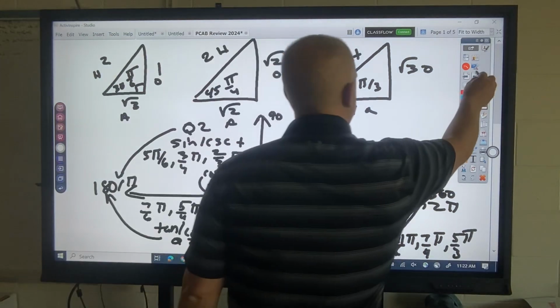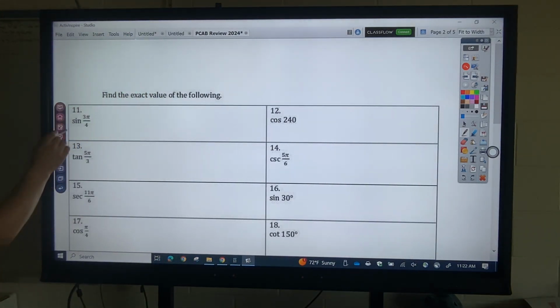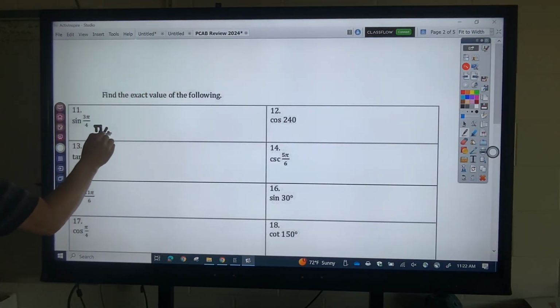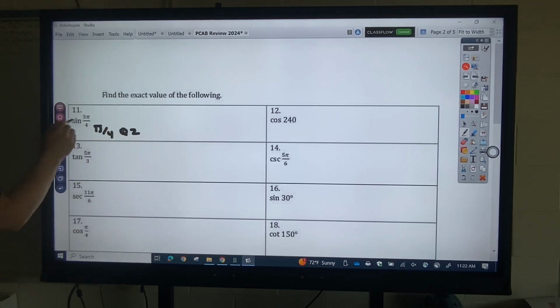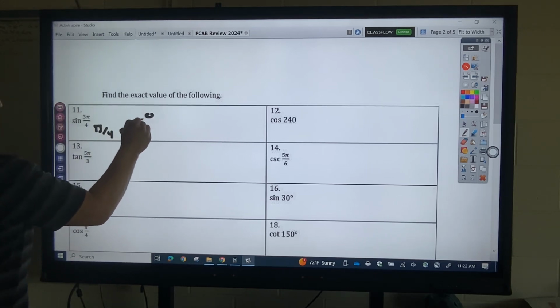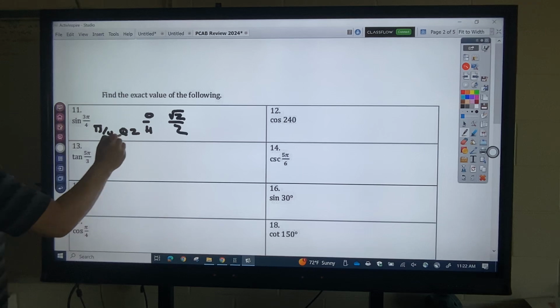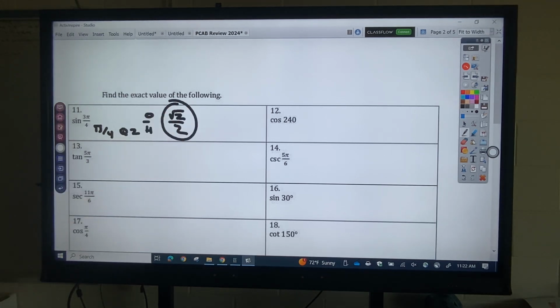Okay, so when you go to this, what you have to do is find the reference angle. So this would be the pi over 4, 1, and that's going to be in quad 2. Okay, so the pi over 4, 1. All right, sine function is O over H. So the O amount is square root of 2. The opposite is 2. Since it's in quadrant 2, that remains positive.